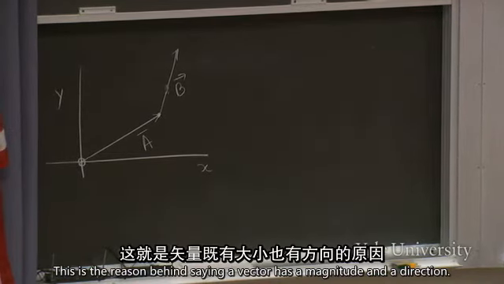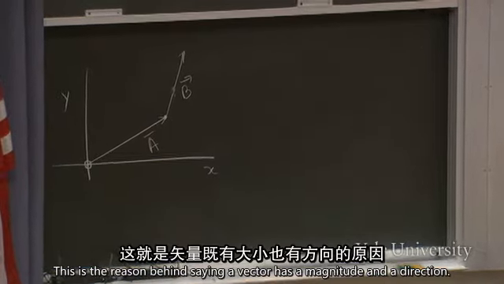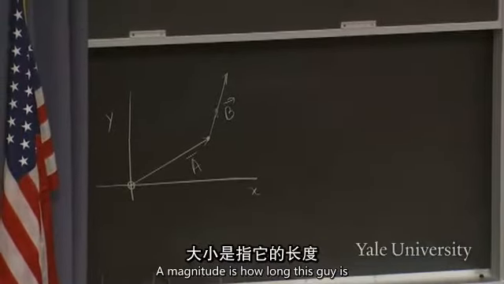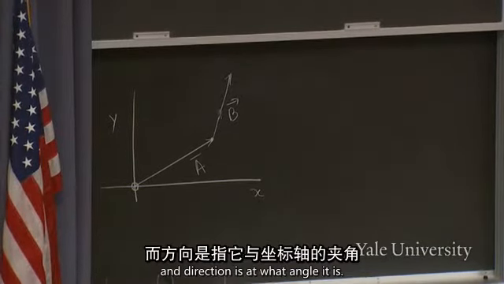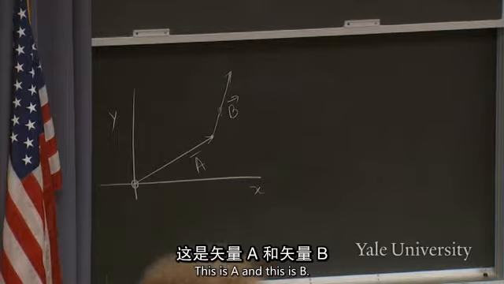So this is the reason behind saying a vector has a magnitude and a direction. Well, magnitude is how long this guy is, and direction is at what angle it is. So this is A and this is B.